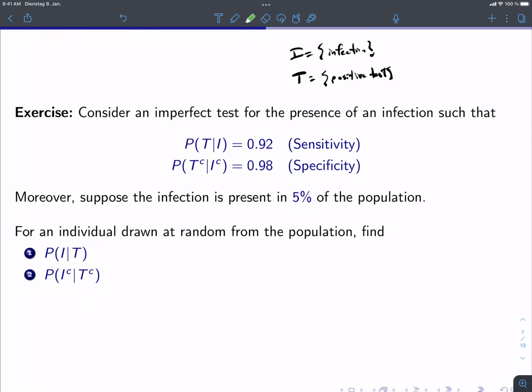These tests that we use have what we call a sensitivity and specificity. The sensitivity of a test is a conditional probability. It's the conditional probability of testing positive given that the infection is present. We want it to be high, like above 90%. So let's suppose I have a test for some infection which has sensitivity 0.92. And specificity, we also want our test to give us a negative result when the infection is not there. So this conditional probability is the probability you test negative given that you don't have the infection. We want that to be high. Let's suppose it's 0.98.